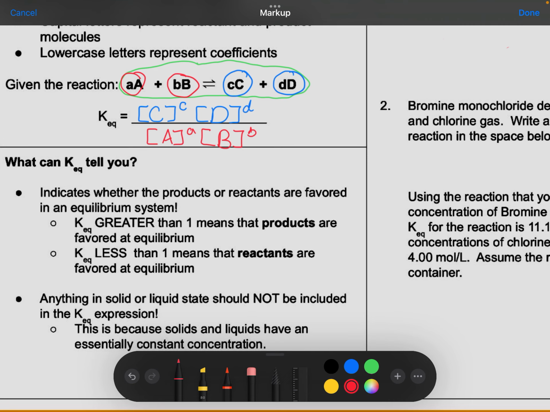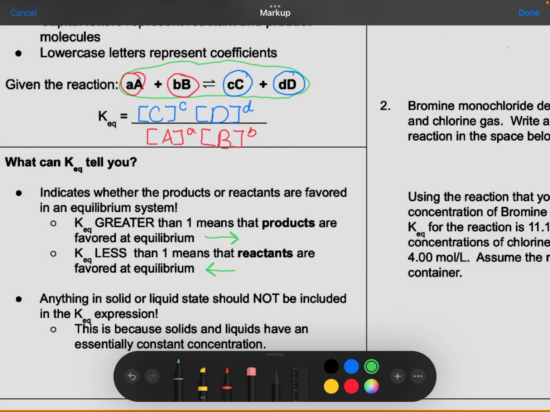So if you have a KEQ that is greater than 1, that means that our reaction is going to generally move forward. It's a forward favored reaction, which means that at equilibrium there are more products than there are reactants. If I have a KEQ that is less than 1, that means that overall the reactants are favored at equilibrium.